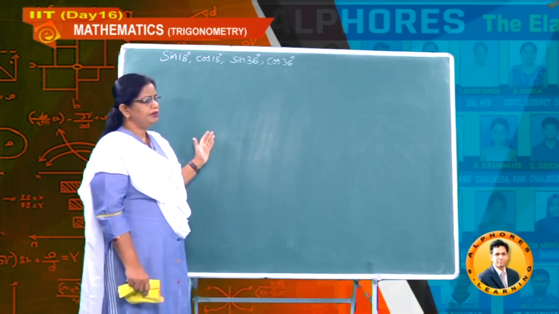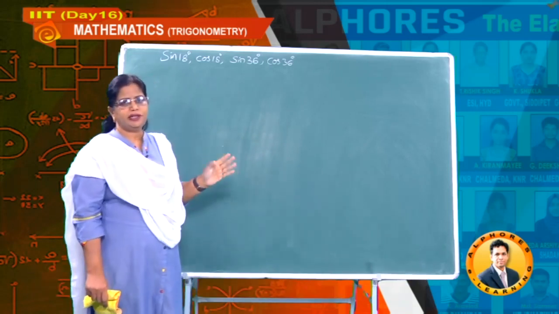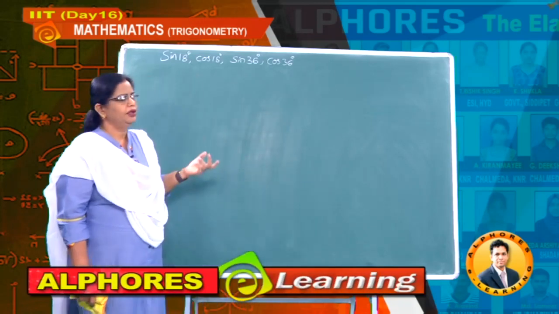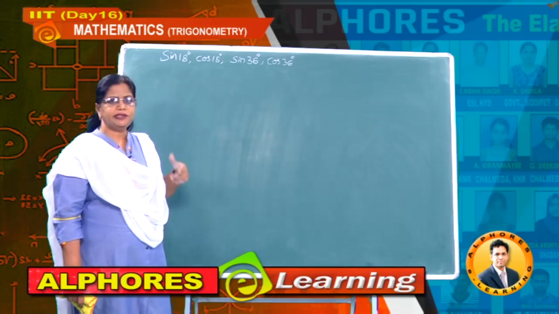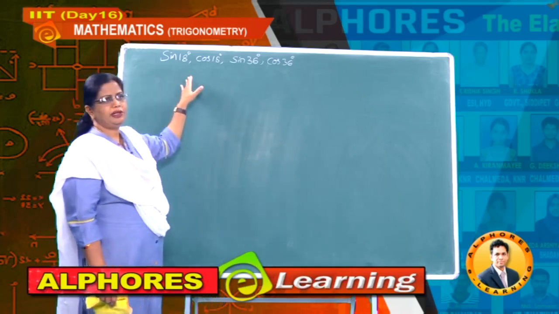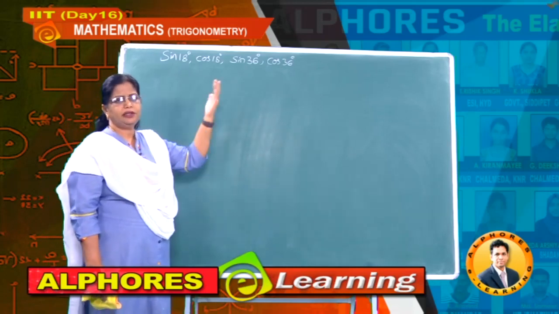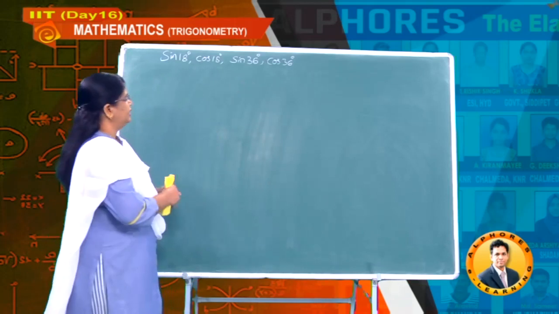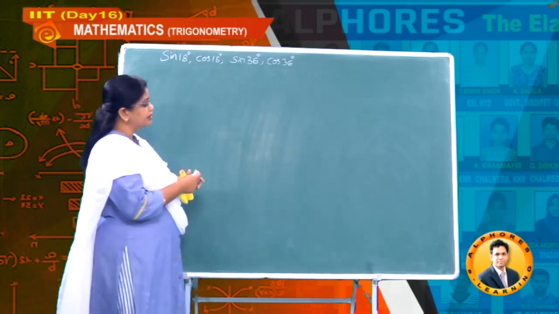Just as we have used the values of sin 0, sin 30 degrees, sin 45 degrees earlier, in the same way we have to make use of these results in further mathematics. So let us prove them one by one. If we prove one result directly, then the others are nothing but deductions of the first result. Let us start with sin 18 degrees.